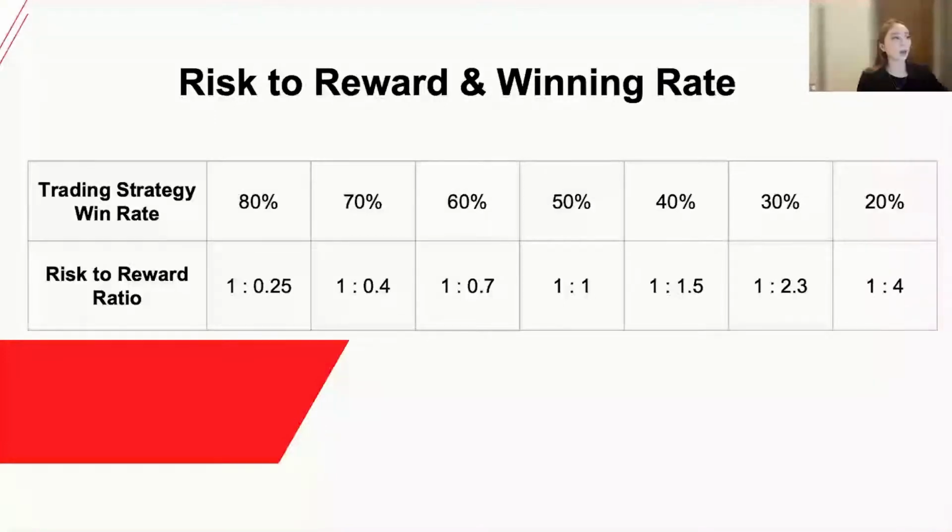Sorry, it should be reward to risk. In this case, the chart is plotted as reward to risk. So let's say your winning strategy is at 80%. You are getting 1 part of reward for 0.25 parts of risk, and so on, all the way to 20%. Let's say your strategy win rate is very low at 20%. Then you're exposing yourself to 4 parts of risk when you're only earning 1 part of reward.